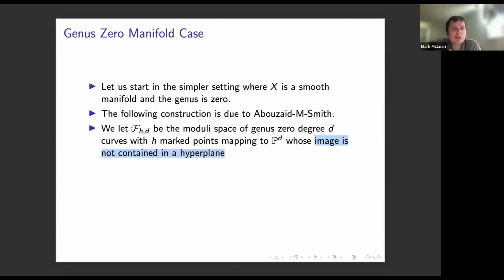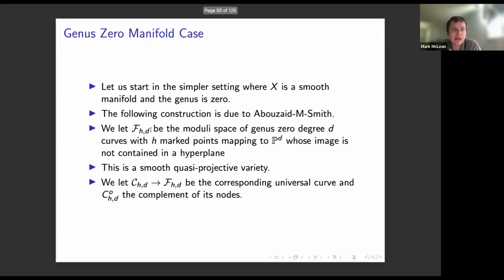You can also think of FHD as a kind of moduli space of genus 0 curves together with a line bundle over that curve and a basis of sections of that line bundle, up to some sort of equivalence. So if I have a genus 0 curve with a basis of sections of some degree d line bundle over it, then also H1 of that line bundle has to be 0. If I have those conditions, then I get an element of this moduli space. This is a smooth quasi-projective variety, and over it I have a universal curve, which I'll call CHD. And I'll write C0HD for the complement of its nodes.